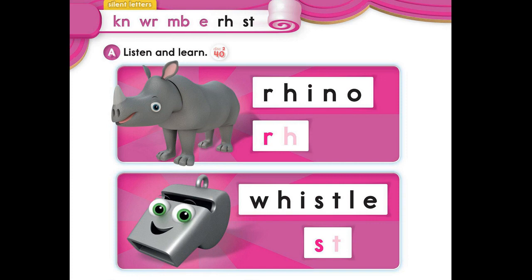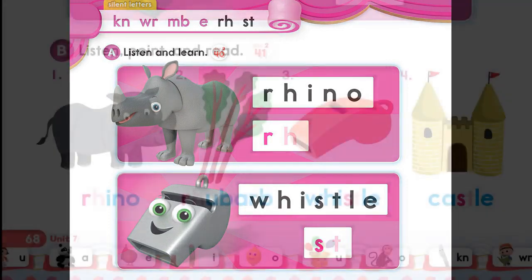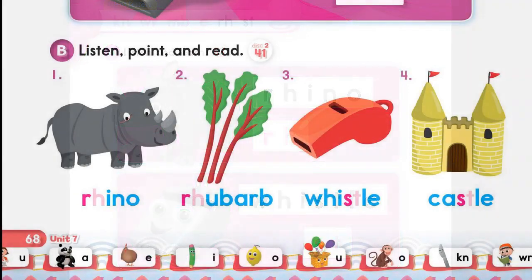This is a whistle. What's the middle sound in whistle? S. That's right. S. Whistle. Can you hear the T sound in whistle? No. That's right. The T is silent. Whistle. Page 68. B. Listen, point, and read.